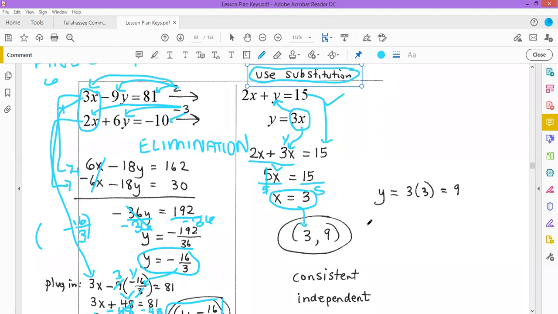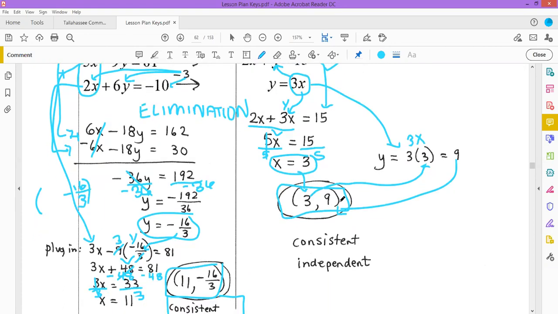Remember, we're going to substitute again to get our y coordinate. So we recopied the second equation this time, y equals 3x, and where x was, we placed 3. So we have y equals 3 times 3, or 9, and this is our y coordinate. Our solution is 3 comma 9. We describe the graphs with one solution as being consistent and independent.